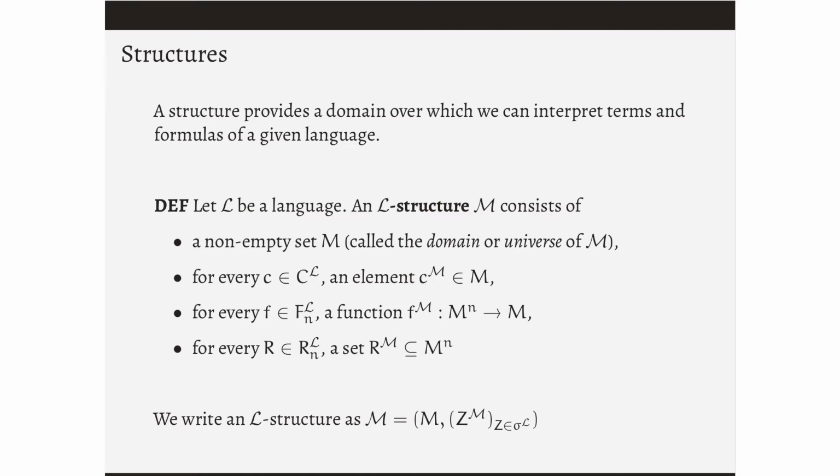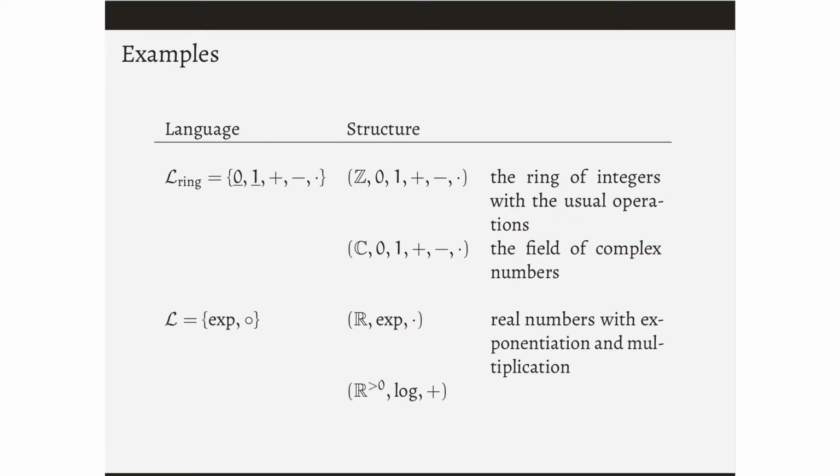And we usually write L-structures also as tuples, where the first part of the tuple is always the domain or universe, and then all the interpretations of the symbols in the signature of the language. So this will be much clearer from the examples how this notation actually works. So let's look at a few examples.